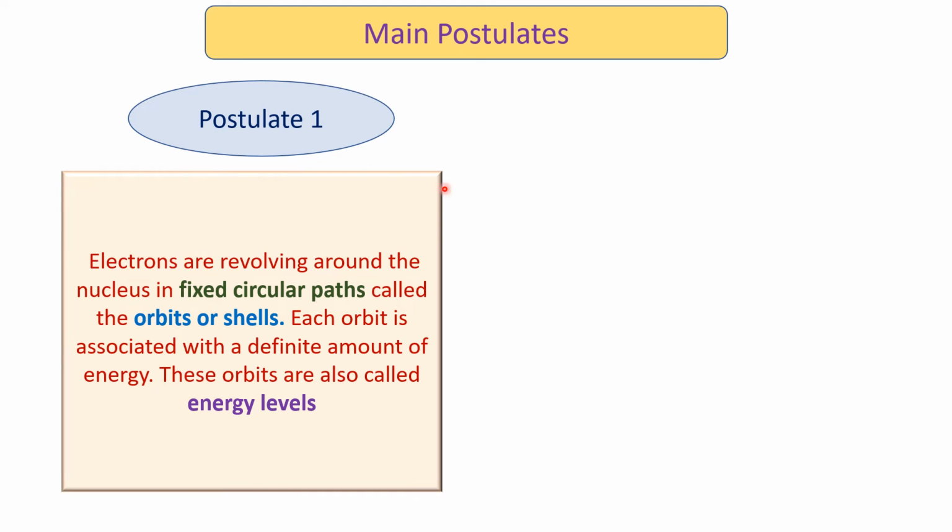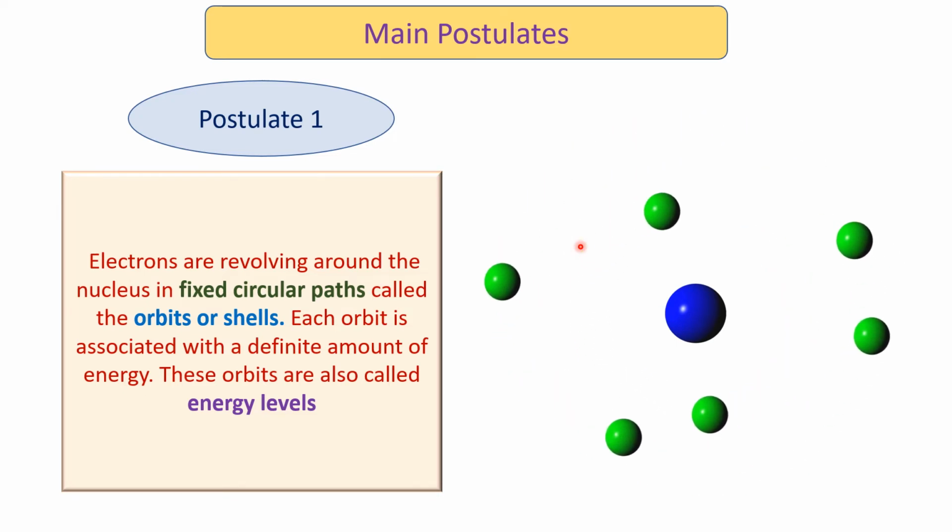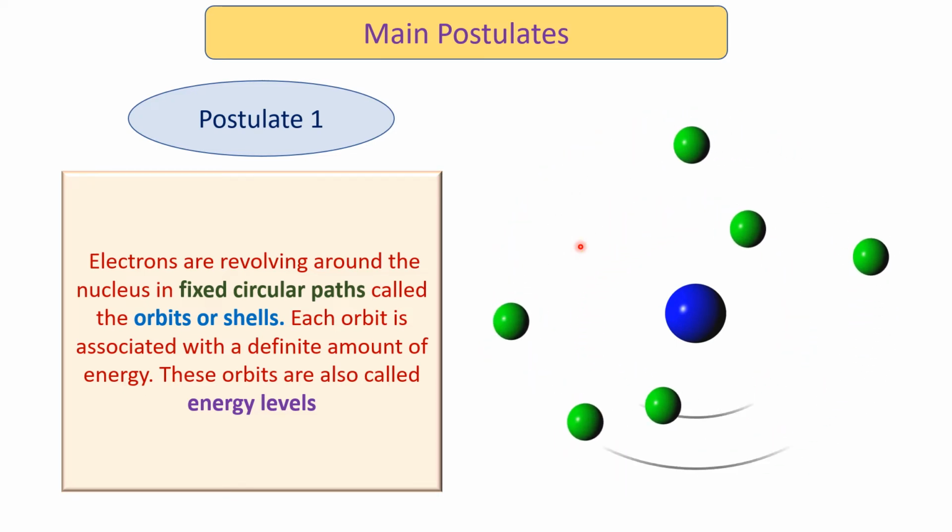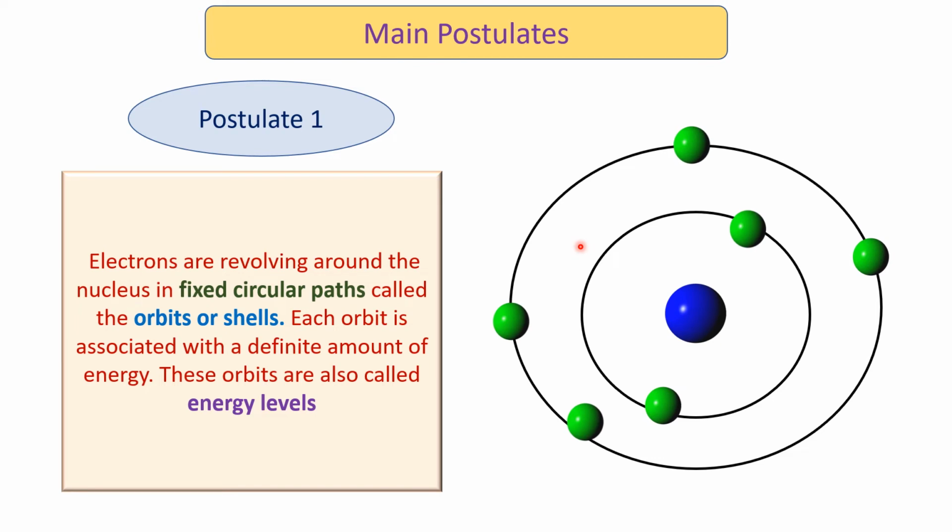Postulate 1 is that the electrons revolve around the nucleus in a fixed circular path, and that path is known as a shell or orbit. This orbit or shell has a definite amount of energy associated with it, and these are also known as energy levels.